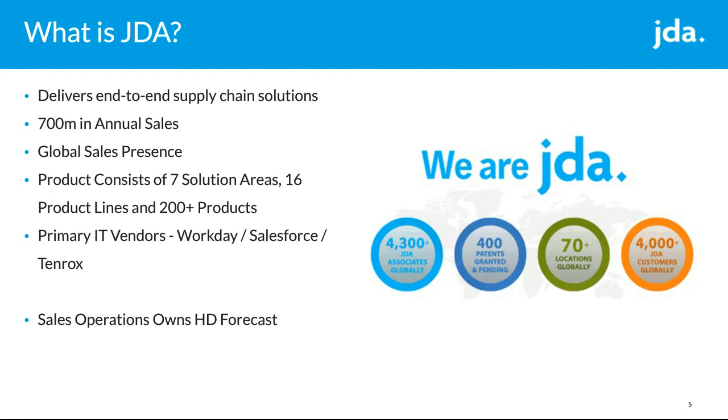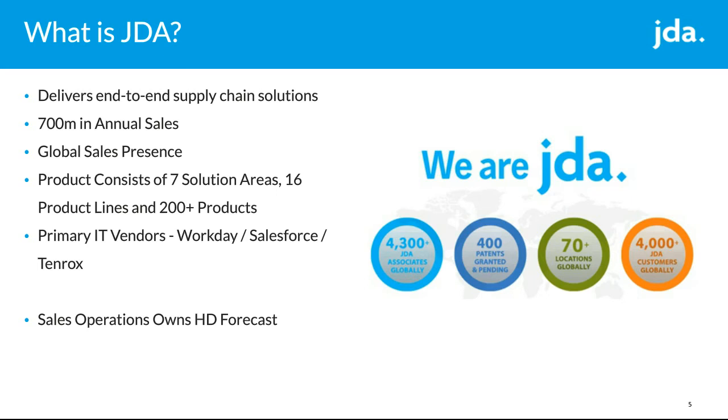Sure. JDA, we are in the end-to-end supply chain software business. We're definitely a global organization. We've got 4,000 plus customers. We're on target for around 700 million in sales across various lines of business. So we have everything from our software demand to software subscription.